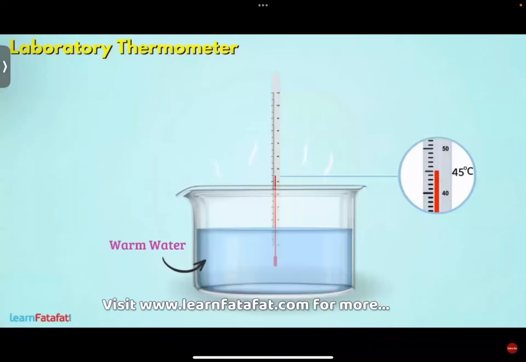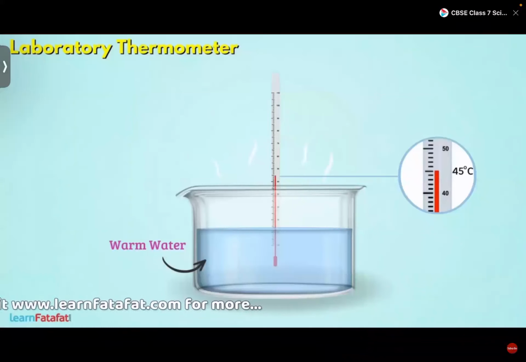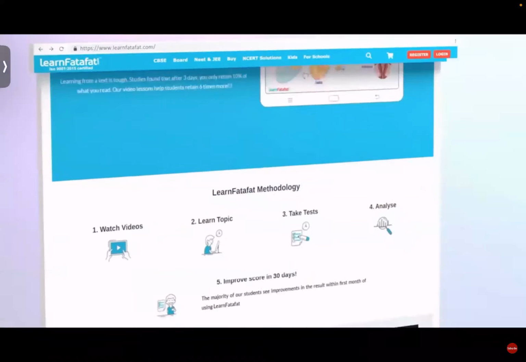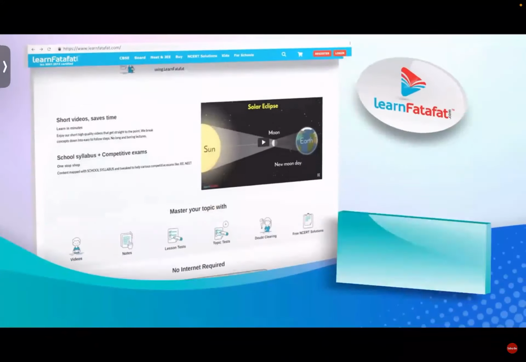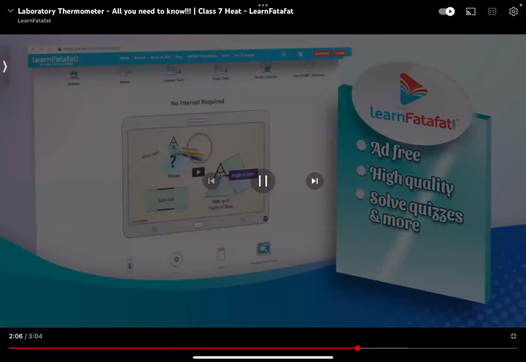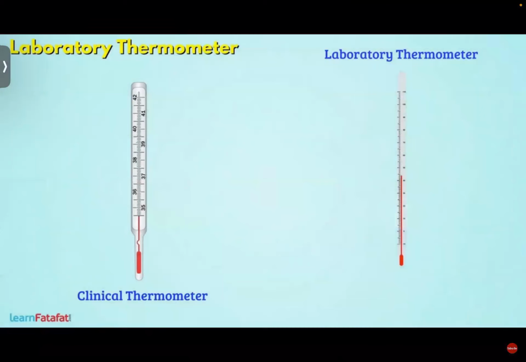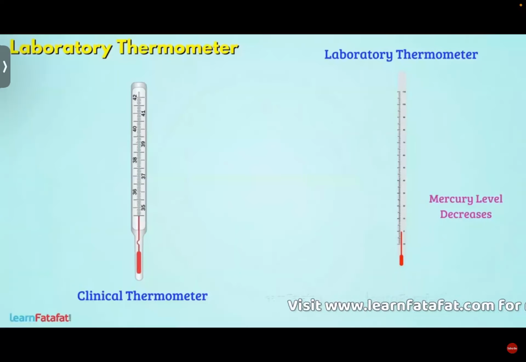Here, it is 45 degrees Celsius. We should take the reading while the bulb is immersed in water. As soon as we take the thermometer out, the mercury starts falling down rapidly. That is, the level of mercury decreases, due to which we did not get the correct reading.